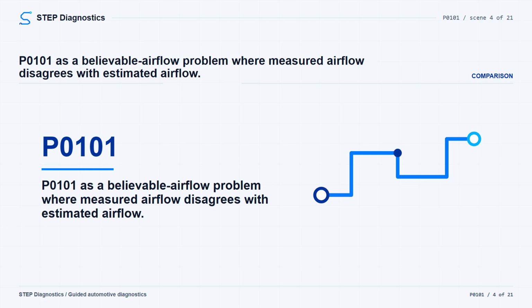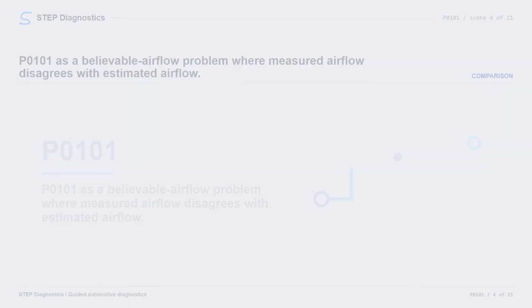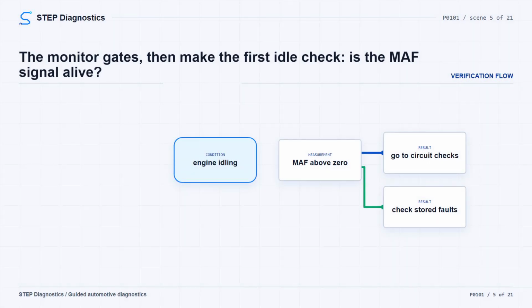For P0101, the diagnostic formula is performance-based. The ratio between measured and estimated mass airflow is either too low or too high for greater than 1 second. So do not treat this only as a dead signal code. The signal has to be alive, stable, and believable compared with the rest of the air system. Reproduce the operating conditions before judging the result.